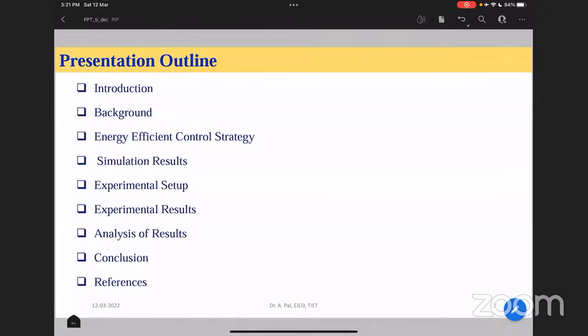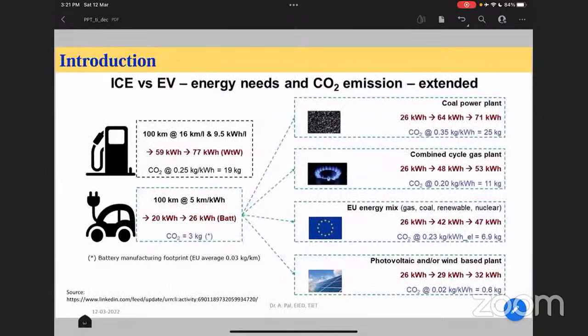Okay, coming to the next slide, let's understand this slide first. Before going deep into the topic, I asked myself a couple of questions. Why EV? Why electric vehicles? Why should we replace the conventional IC engine based vehicle?